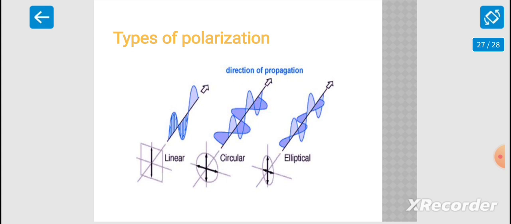Next, elliptical polarization. In elliptical polarization, the electric field as a function of time traces an ellipse. That is E1 not equal to E2, delta is equal to 90 degrees. Next one is circular polarization. When the electric field as a function of time traces a circle, it is called circular polarization. The condition is E1 is equal to E2, delta is equal to 90 degrees. Then right hand polarization is the clockwise direction and left hand polarization is the anti-clockwise direction.